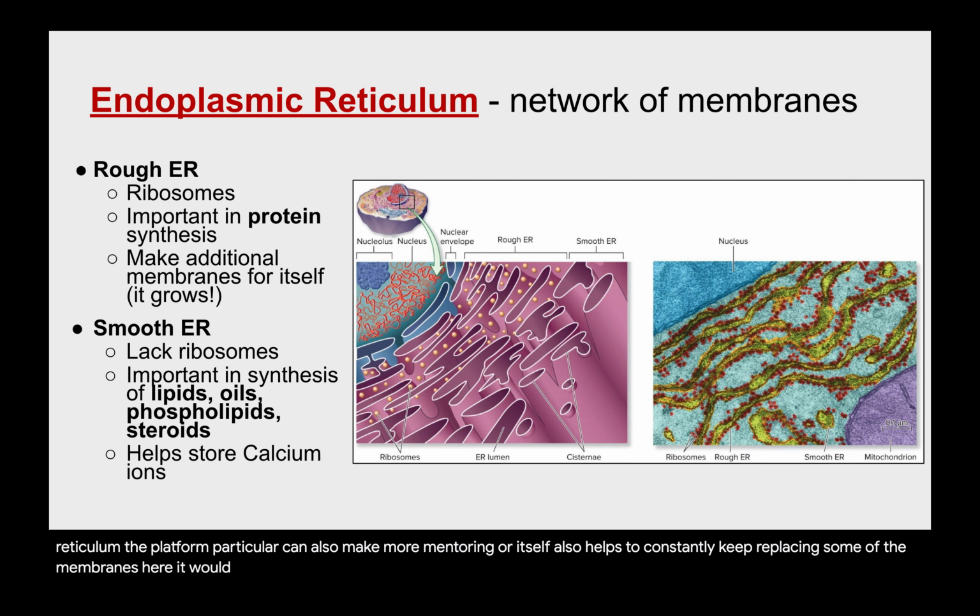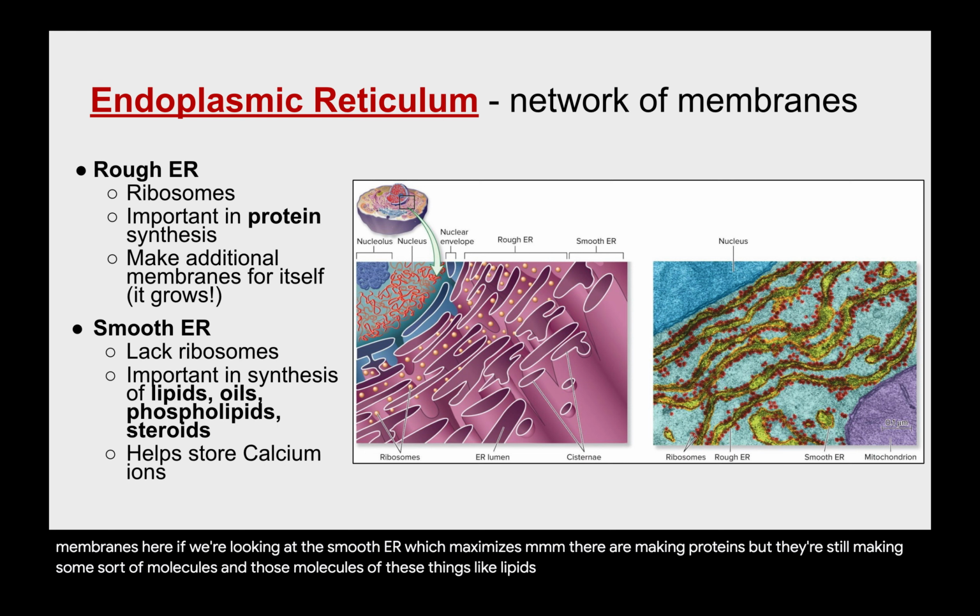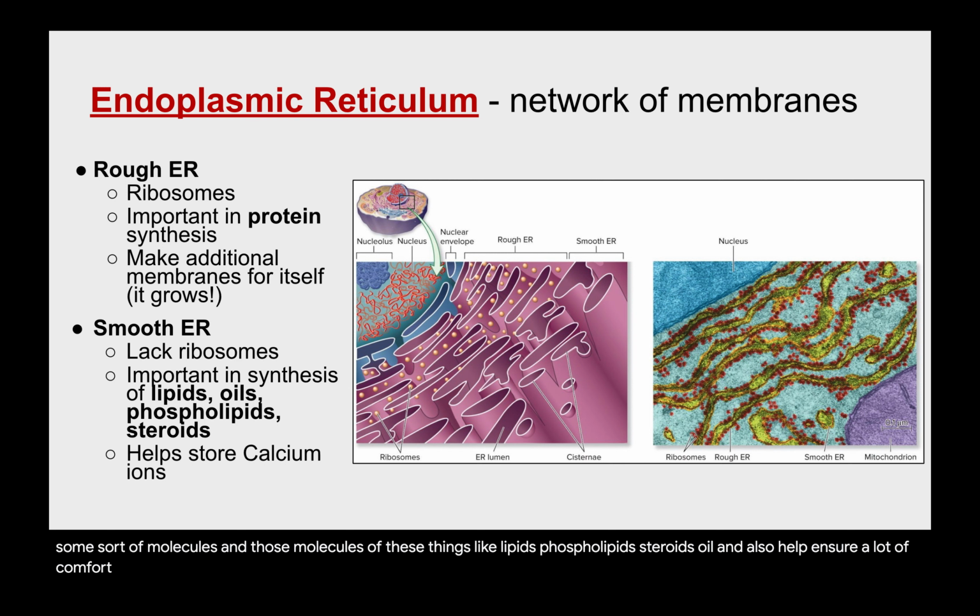If we're looking at the smooth ER, which lacks the ribosomes, they're not making proteins, but they're still making some sort of molecules. Those molecules would be things like lipids, phospholipids, steroids, oils. It can also help store a lot of calcium ions.